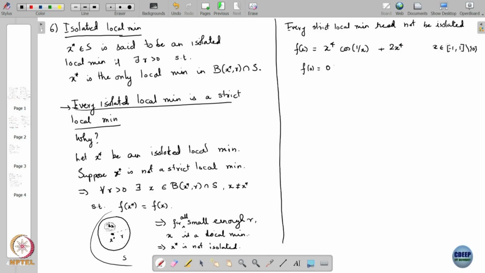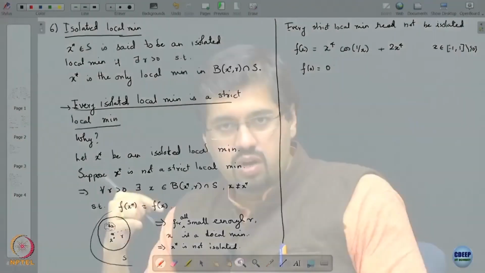Okay. So, what you will find when you plot this is that this function has many undulations as you go closer and closer to 0. Okay. But of course, the least possible value is at 0, but you will have many undulations as you go closer to 0. Okay. So, what will happen is that 0 is a strict local minimum, but in its neighborhood are many other local minima. So, in every neighborhood there is another local minimum.